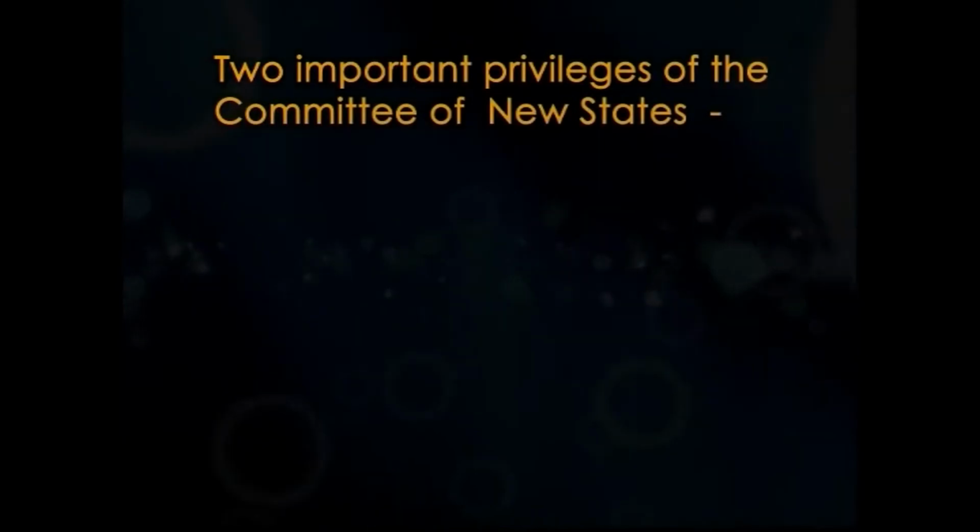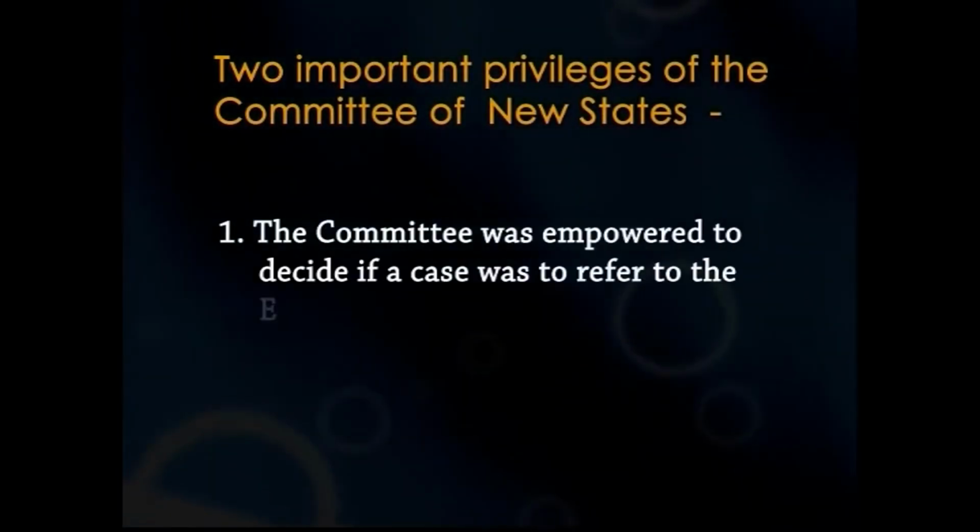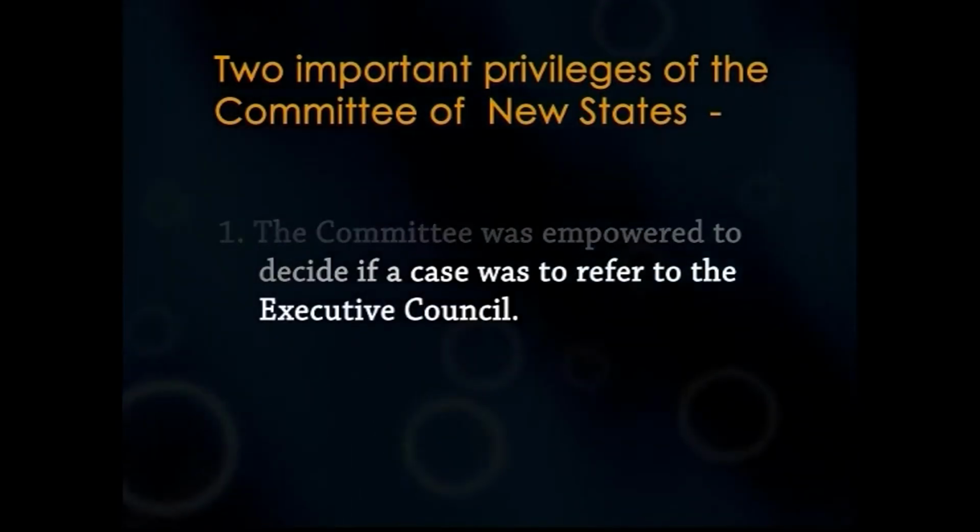Next, we are going to discuss the role of the organs. To address the multitude of minority issues under the League, several committees were created. One of them was the Committee on New States. The committee enjoyed 2 important privileges. First, the committee was empowered to decide if a case was to be referred to the Executive Council.